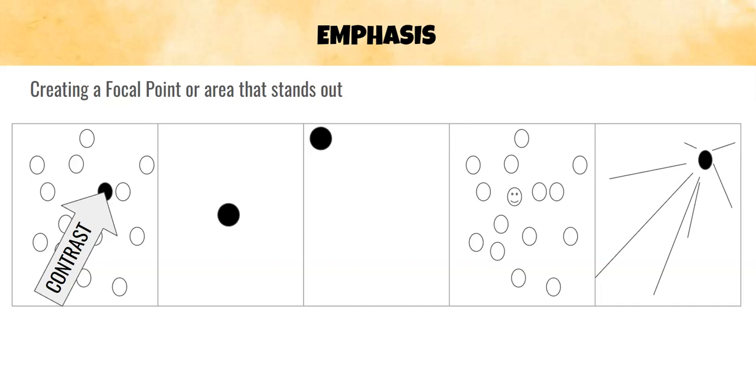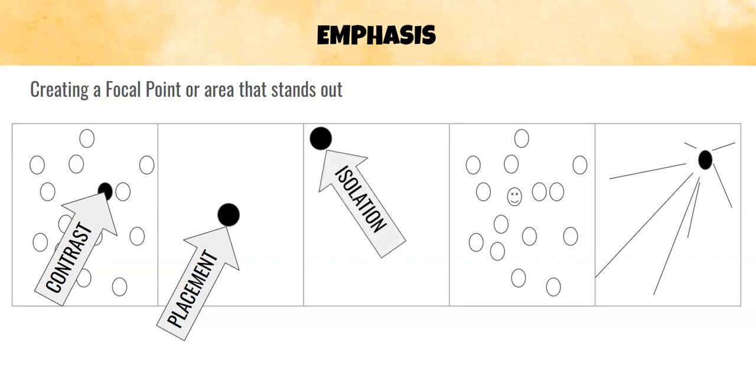The next one is just one circle in the very middle. If you want to draw people's attention, you place it in the middle. So we're going to say placement is this one. And then the one where it's off in a corner, that's going to be isolation, because he's all isolated. He doesn't have any friends around him to hang out with. He's all by himself, all lonely. So you can go ahead and glue that arrow down and write isolation.